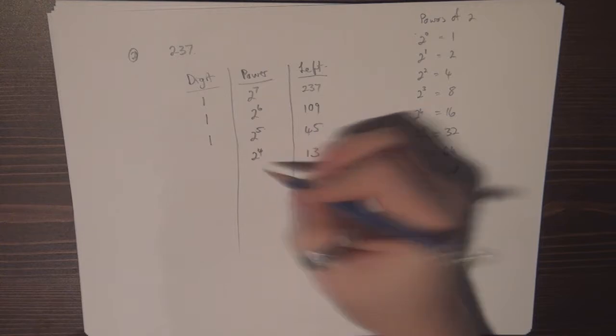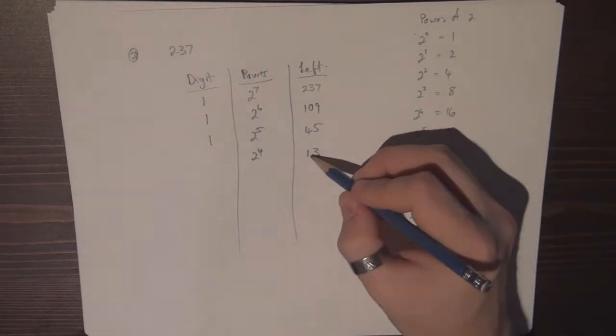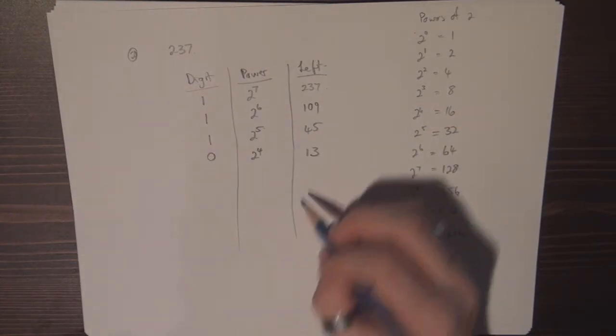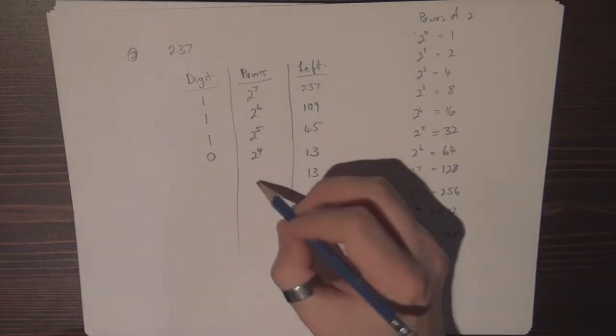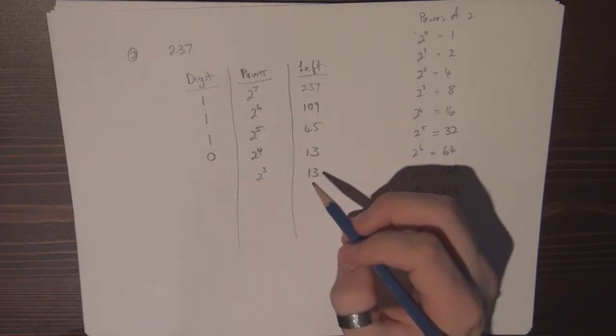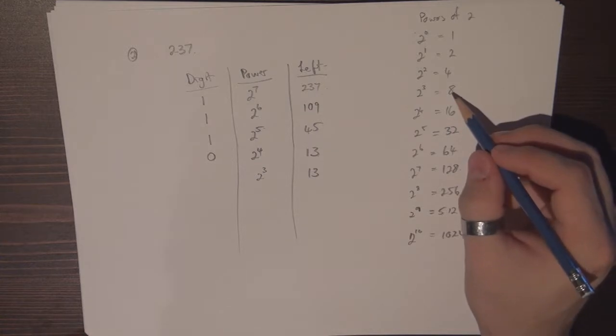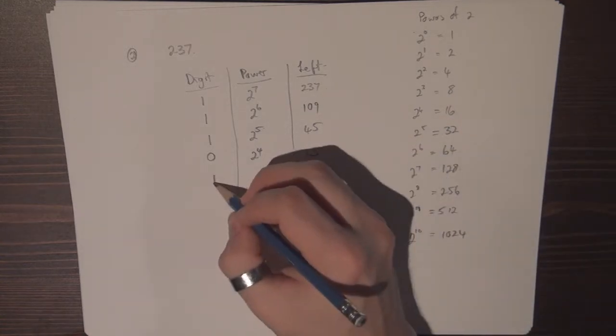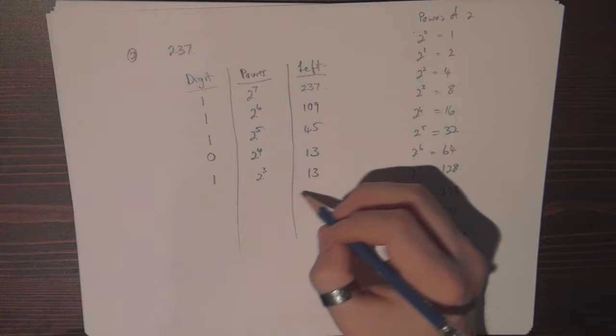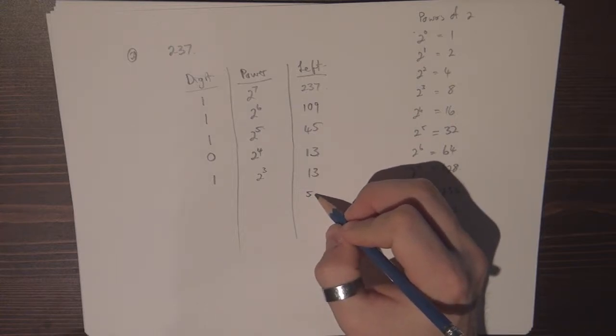The next power is 2 to the 4, which is 16. That's too big, so I can't fit any of that in, and I still have 13 left. Then 2 cubed, which is 8. 8 I can fit in, only 1. And then I have 5 left over.